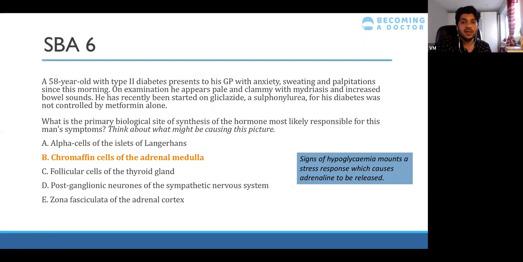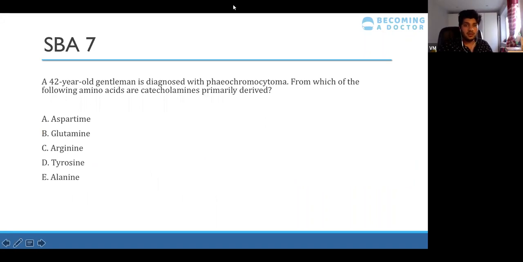And in terms of thinking as to why this has happened, it probably is because he's hypoglycemic. He's just started a new medication for his diabetes. The stress response and the hypoglycemia kicks into action, and that causes adrenaline to be released from the chromaffin cells of the adrenal medulla. Well done. And I think this is the last SBA.